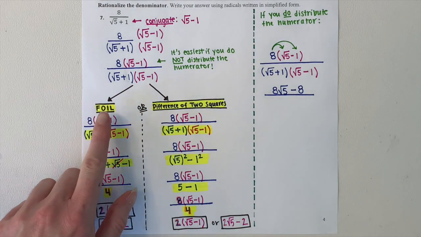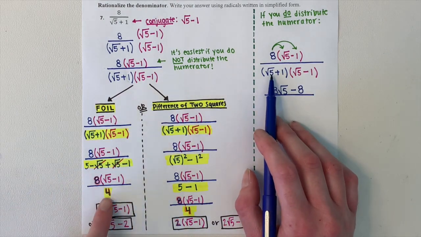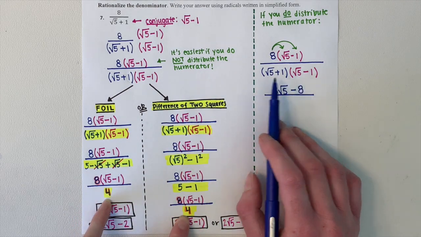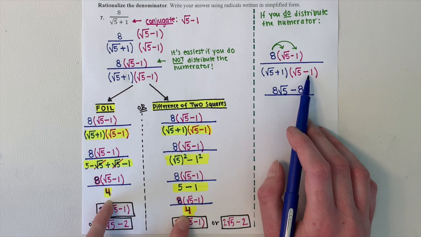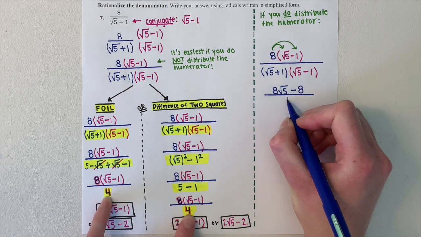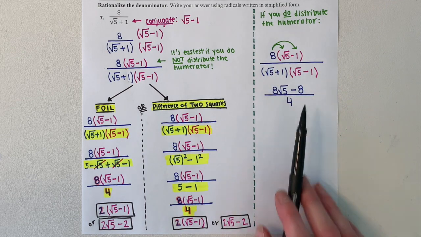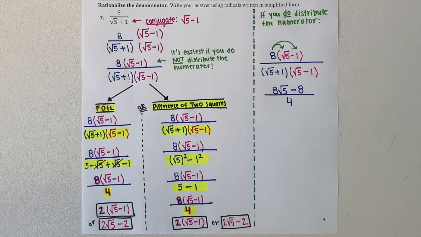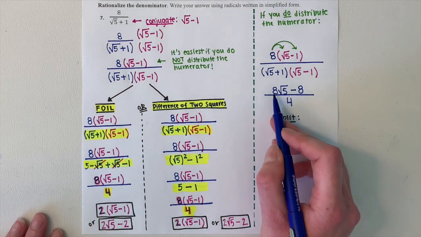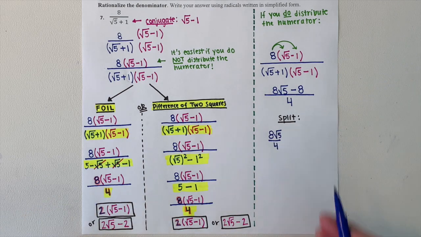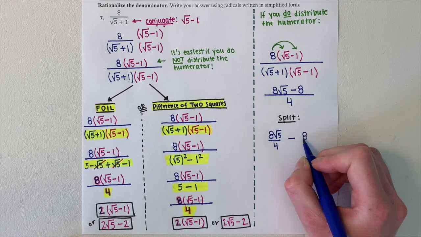Then for the denominator, you'll either want to FOIL like we did over here, or use the difference of two squares formula like we did over here. Either way, whether you FOIL the denominator or use the difference of two squares formula, you'll end up with 4. Now, if you did distribute in the numerator like we did here, to simplify, I would recommend splitting this, and I'll show you what I mean. We're going to write this as 8 square root of 5 over 4, and then we put the subtraction sign in the middle, and then we'll write this as 8 divided by 4.